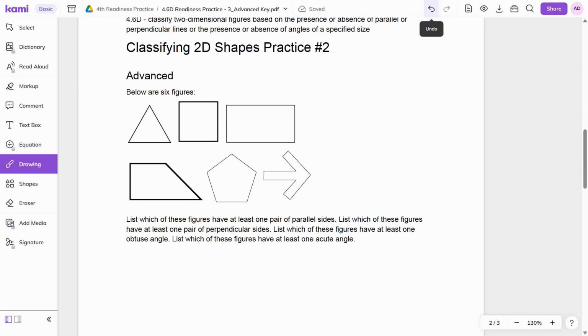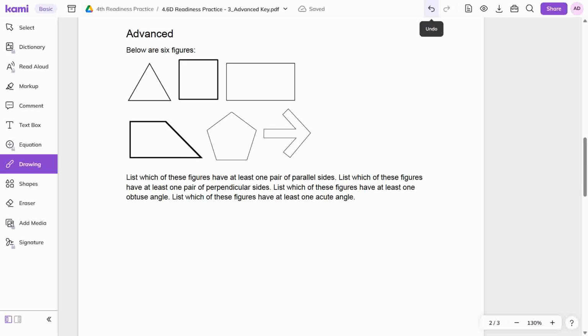So we've got 6 figures here, and we need to do a whole bunch with them. We need to find parallel sides, and we need to find perpendicular sides. So at least one pair of parallel sides, at least one pair of perpendicular sides, one obtuse angle, that is an angle that is greater than 90 degrees, so we'll kind of show it like this. And then one acute angle, that is less than 90 degrees, so we'll kind of show it like this.